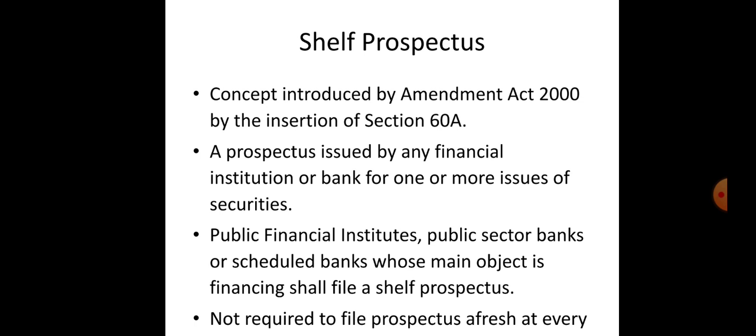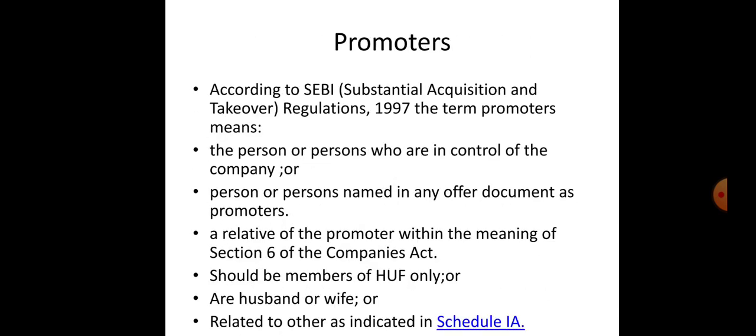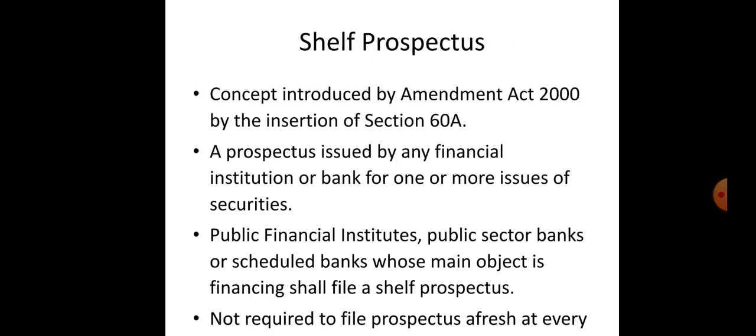Here we have different types of prospectus, like shelf prospectus, then abridged prospectus, and the other types also are there. The important ones are the shelf prospectus and abridged prospectus. Now let us understand what we mean by a shelf prospectus.